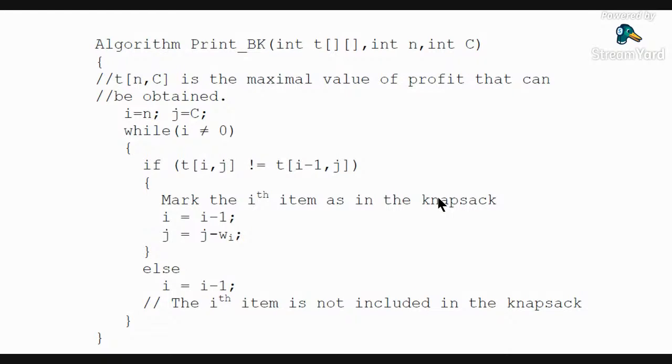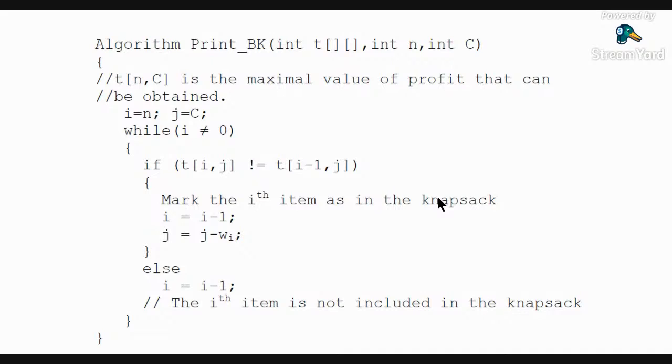For example, suppose n is equal to 10, it means that 10 objects are under consideration. So the initial value of i will be 10. Now you will check: if Tij is equal to Ti minus 1j, then we have taken the decision on the 10th object. When we have taken the decision on the 10th object, then we will consider the 9th object. How can we get the 9th object? i is reduced by 1, i is equal to i minus 1. And what is j? j becomes j minus wi.